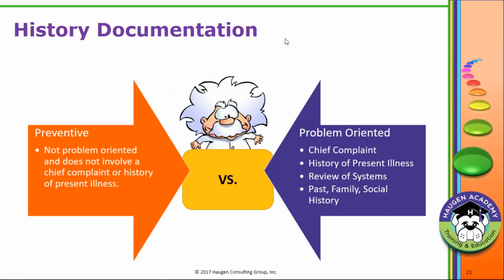And we'll start with the history part. In this part of the presentation, we're really just talking about the documentation requirements for billing both the preventive service and that problem-oriented service at the same time. For the history part, the preventive service, remember, isn't problem-oriented. It doesn't involve a chief complaint or a history of present illness. For the problem-oriented service, the history documentation does involve E&M criteria. So we're going to need a chief complaint, a history of present illness, a review of systems, and past, family, and social history. That all needs to be documented to qualify for that problem-oriented E&M service. So there is a big difference between history documentation for preventive versus that problem-oriented service.